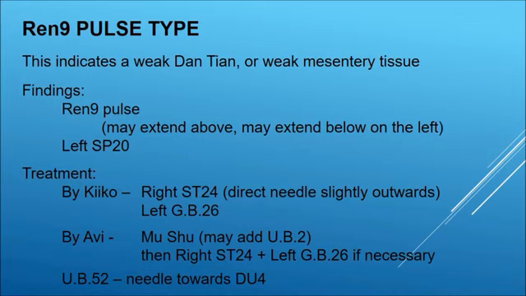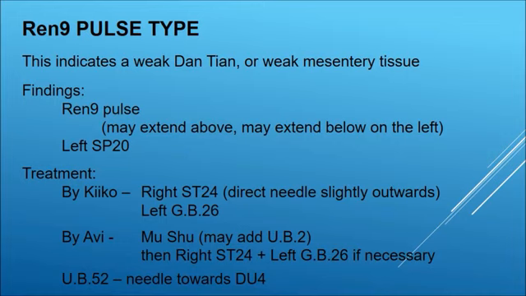The original treatment for REN9 pulse was right side stomach 24, which is named slippery flesh gait. Why? The right side is the blood side. It is needled at an angle that is slightly towards the lateral side. Later, left gallbladder 26 was added to this treatment because of the left spleen 20 finding. Gallbladder 26 releases the pectoralis. This treatment seems to work for some.